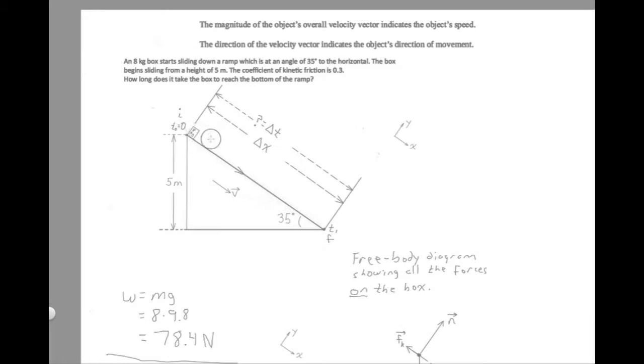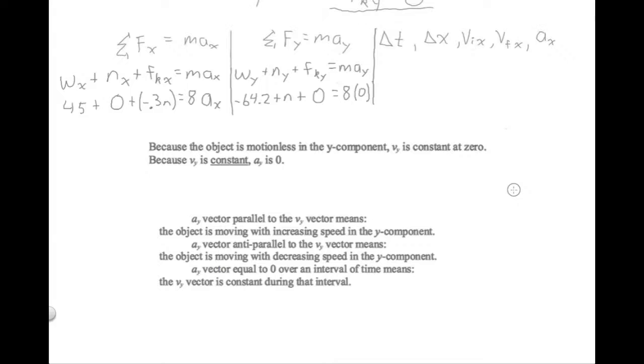The object is moving down the inclined plane parallel to the x-axis. So the object is motionless in the y-axis. Because the object is motionless in the y component, we know that v sub y is constant at 0. And because v sub y is constant, we know a sub y is 0. That's given by this rule. We can plug in 0 for a sub y.